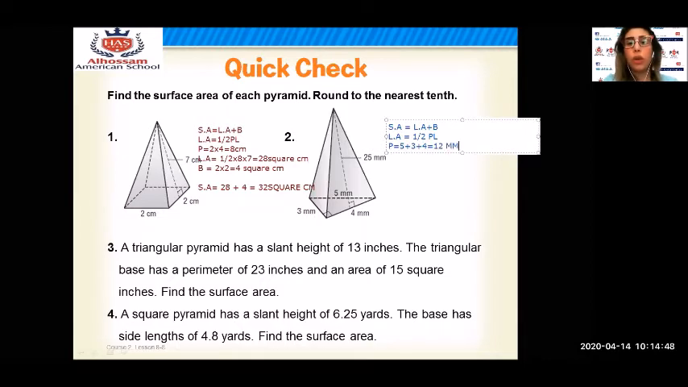Okay, we are done from P. What about L? L is what? The slant height of the pyramid is? 25. Yes, perfect. So now I can find the lateral area, right? So lateral area equal half multiply P, which is 12.